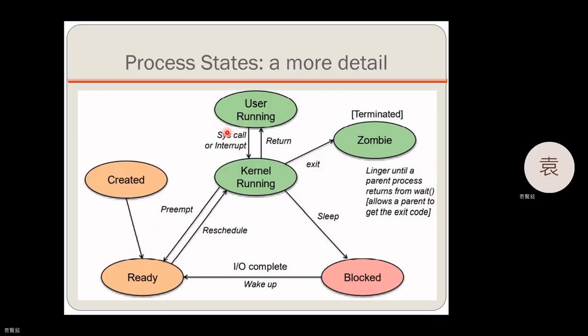If we extend this running, ready, and blocked state to be more detailed, then the process states can be further categorized into something like this. The ready state may contain two substates: one is created, one is ready. As we mentioned before, if a process is ready, that means it holds all the resources required besides the CPU.